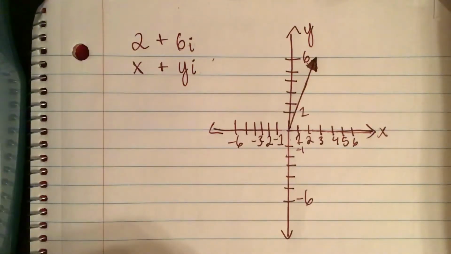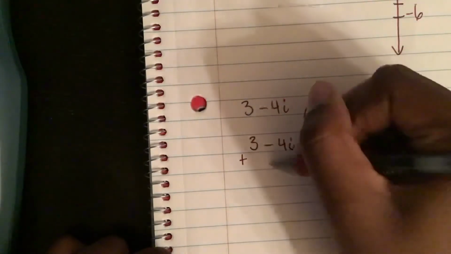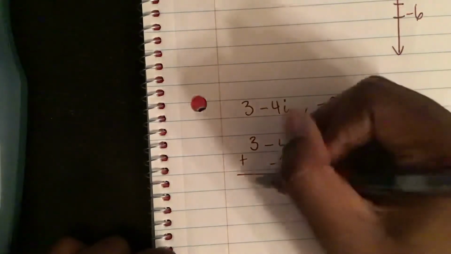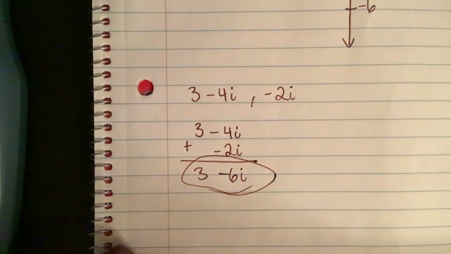Now, for our next question, we're going to do a simpler one. We're going to find the sum of 3 minus 4i and -2i. So this is really simple. We just align it like so: 3 minus 4i plus -2i. 3 minus 6i is your answer for that one.